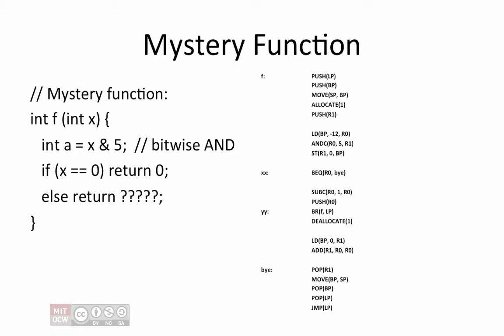In order to understand how procedures are implemented on the beta, we will take a look at a mystery function and its translation into beta assembly code. The mystery function is shown here.